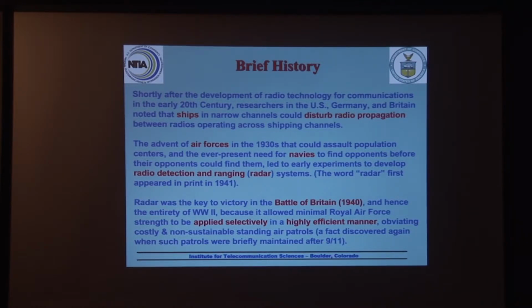Luckily, British scientists and engineers had developed a radar system called Chain Home, and they had built it before the war had begun. The Chain Home system allowed them to see German aircraft coming when they were still on the eastern side of the channel, and it allowed the British to selectively apply their air power in a very efficient manner.